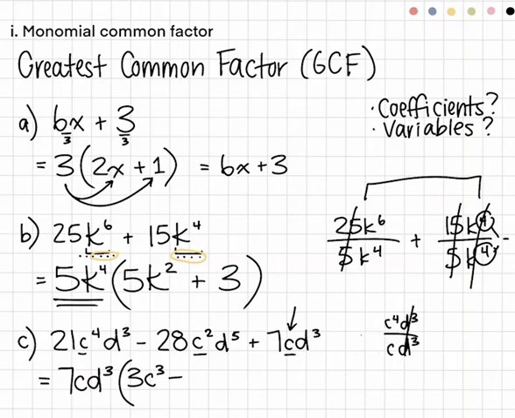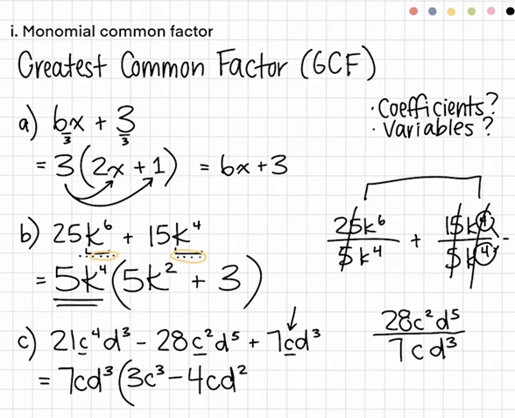let's erase this here so we have a little more space. So now I have 28C2D5 divided by 7CD3. Okay, so what is 28 divided by 7? 4. Okay, C2 minus C is going to leave me with just C. And D5 minus D3, we're dividing, so we're subtracting the exponents, right? It's going to leave me with D2.